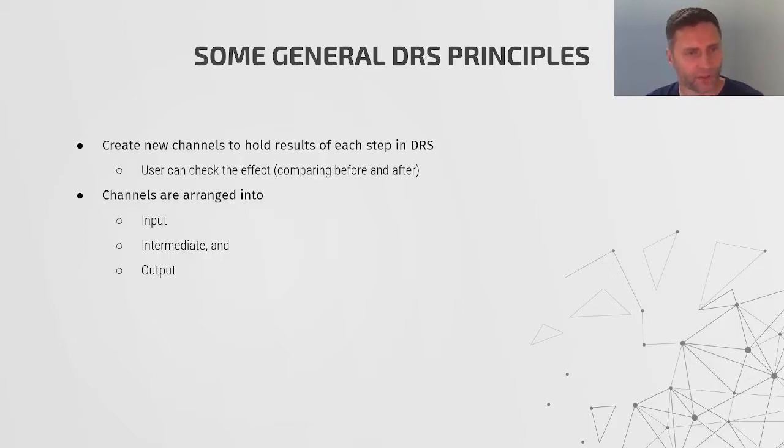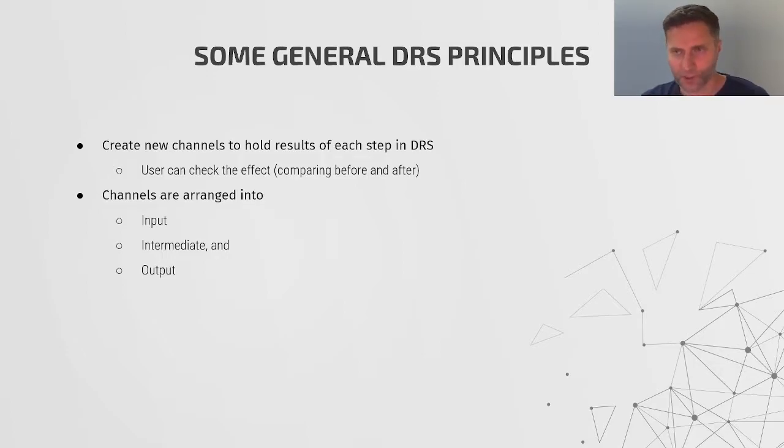You're probably already aware that channels are arranged into input, intermediate, and output channels. This is because input channels are generally the raw data that's come from the mass spectrometer. And iolite doesn't change that at all. This is good practice so that the user could check the input data in their experiment against their raw files and make sure that the input process has been complete. Also, it means that you can run the DRS as many times as you like because we're not changing the input channels in the DRS. We're just acting on those to create intermediate and output channels.